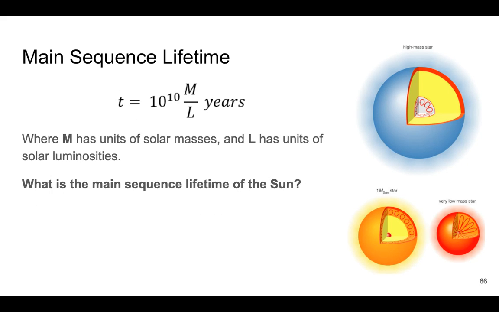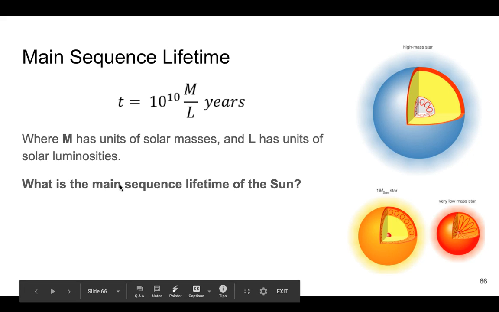So here is your formula for the main sequence lifetime. T is equal to 10 to the 10th times M divided by L, where M is the mass of the star in units of solar masses, so 1 times the mass of the sun, divided by L, which is luminosity in units of solar luminosities. So 1 times the luminosity of the sun. So 10 to the 10th times M divided by L, years. 10 to the 10th is 10 billion.